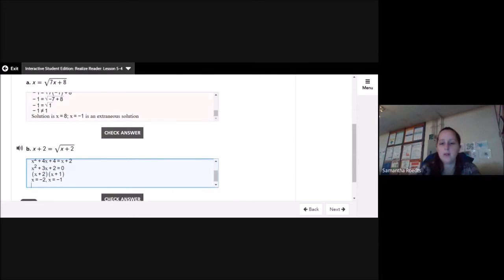So I have -2 plus 2 equals the square root of -2 plus 2. 0 equals the square root of 0, which is 0. So 0 equals 0. And then I have -1, so -1 plus 2 equals the square root of -1 plus 2. So that's 1 equals the square root of 1. So 1 equals 1. So they actually are both solutions.